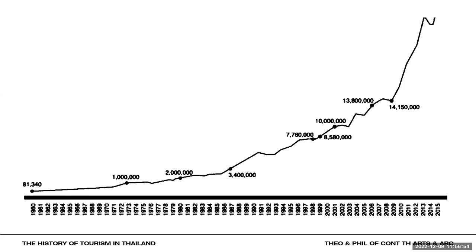Like a really interesting chart our group found on the internet. It's showing from 1960 till 2015 the number of visitors who come every year to Thailand. And as you can see, before 2010, the growth is very smooth and a little bit slow, I think, every year. But since 2010, it goes up rapidly and is incredible.